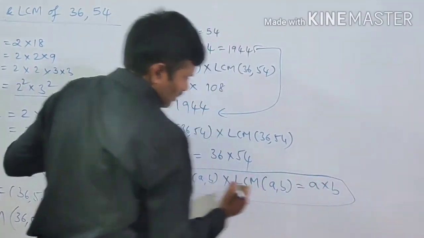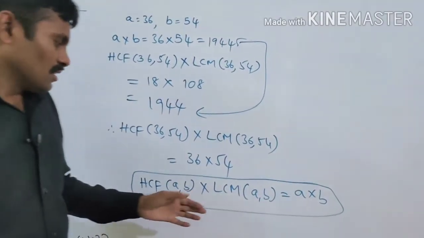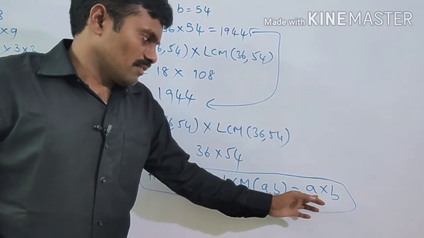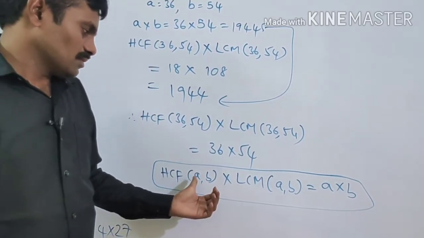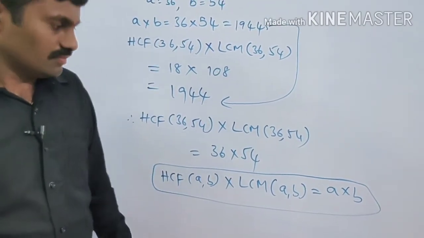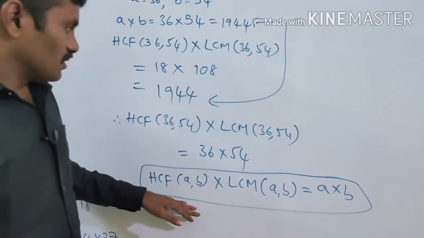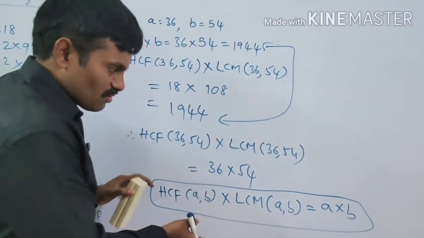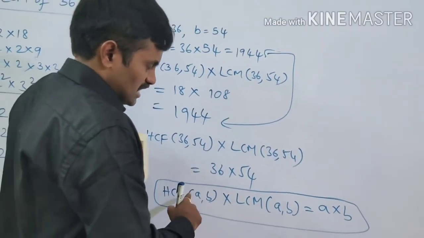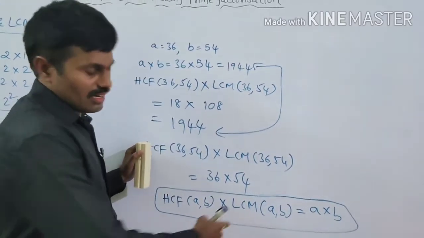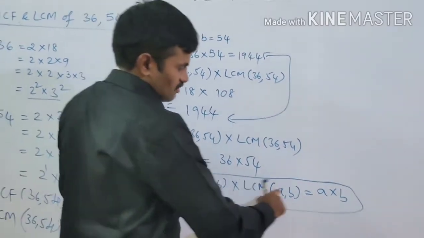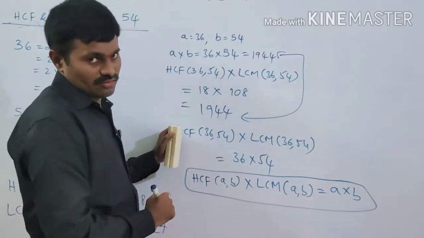This is one relation among the given numbers and their HCF and LCM. By using this formula, if you know the HCF of the two numbers, we can find their LCM, or if you know the LCM of these two numbers, we can find the HCF.